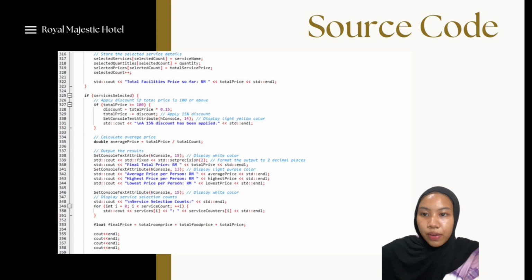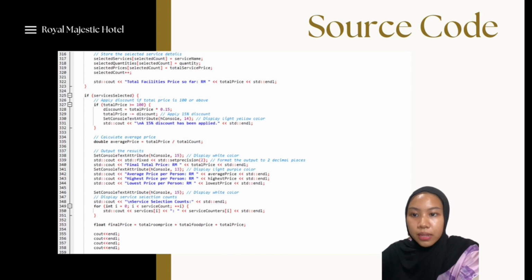First, it will display the final total price, average price, highest price and lowest price that have been kept track of from before. Then it will display the service selection count. It sets the color to white, and it will display the count of each service selected by the user, iterating through the services array and their corresponding counters.